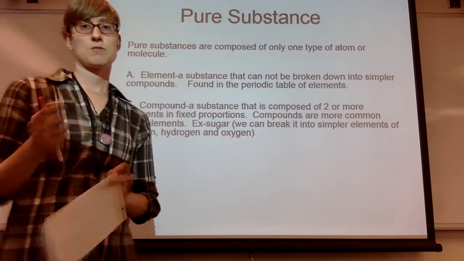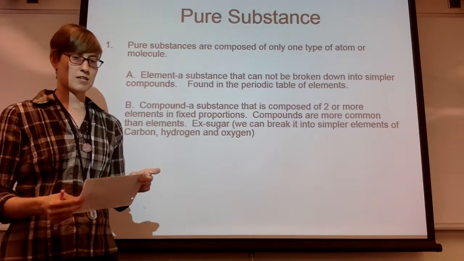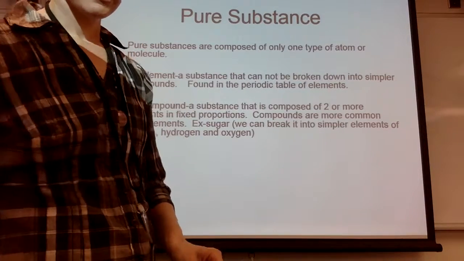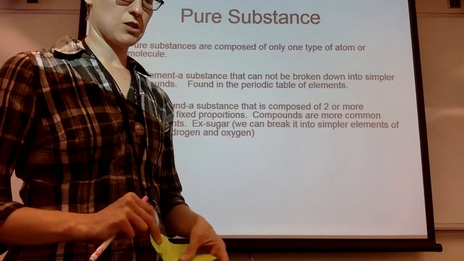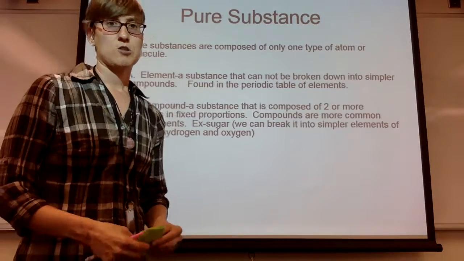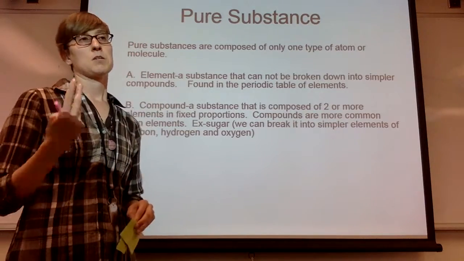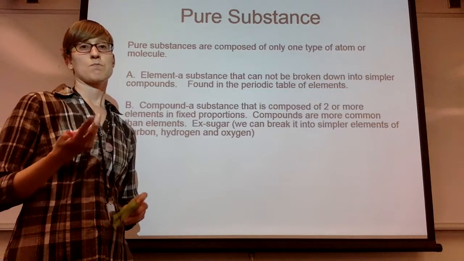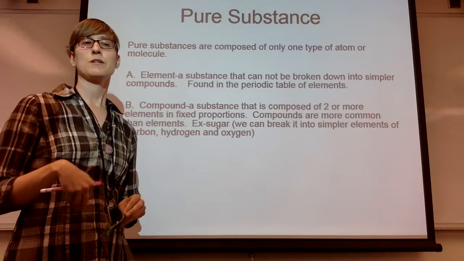A compound is when you have two or more substances that are together in fixed proportions. So that's like the water that we talked about earlier. So the water molecule is made of hydrogen and oxygen. It's made of 2 hydrogen to 1 oxygen. It stays that way. So a compound can be made of 2 elements or many more.